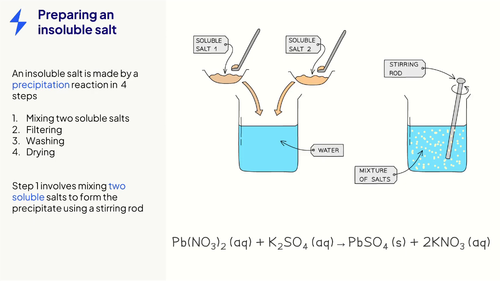You can use the symbol equation to identify the insoluble salt, as it will have the state symbol S. The soluble salts will have the state symbol AQ. So here we can see that lead 2 sulfate is the precipitate, and therefore the insoluble salt.